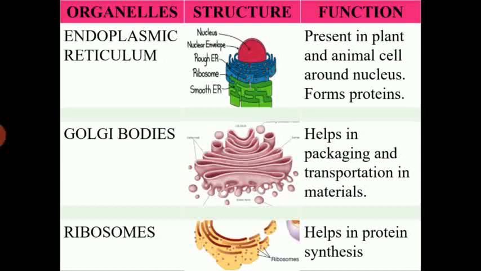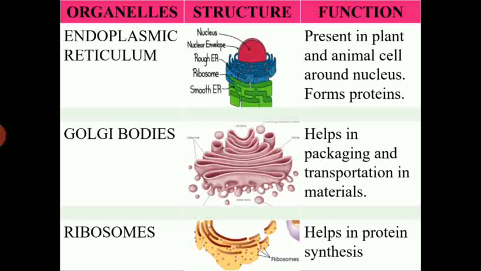Endoplasmic reticulum, in short you can also call it ER, is present around the nucleus, and it is present in both plant cell as well as animal cell. Fine. An endoplasmic reticulum is basically of two types. One is called rough endoplasmic reticulum, another is called smooth endoplasmic reticulum.